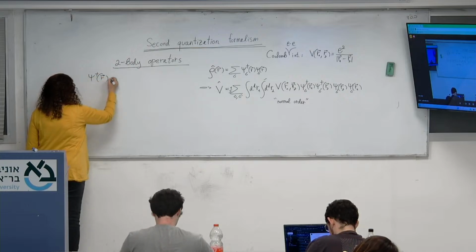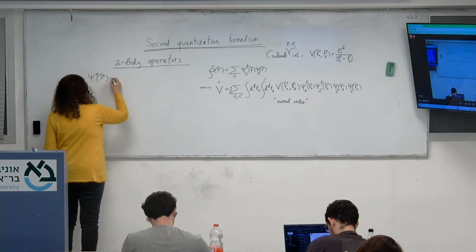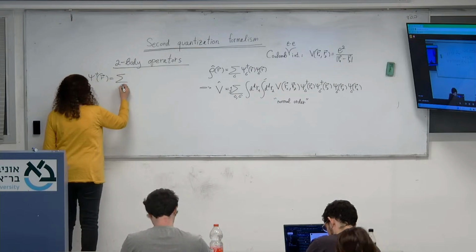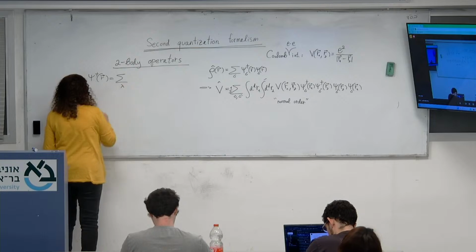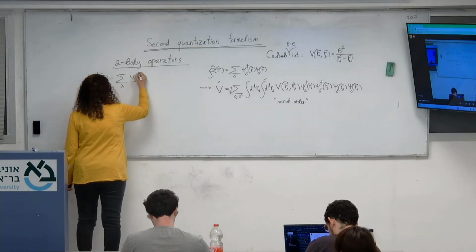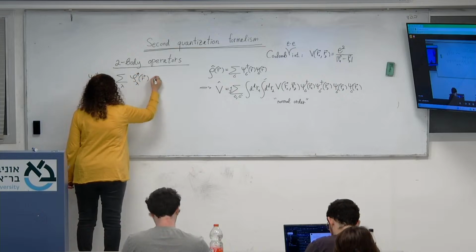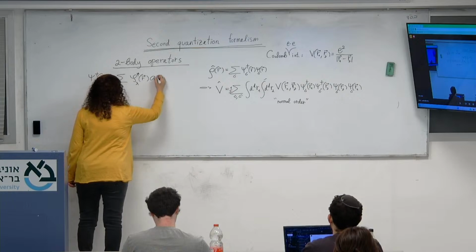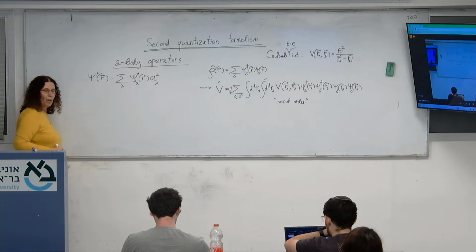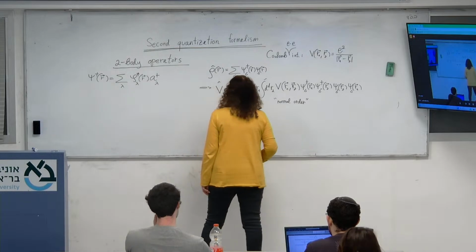mapping or unitary transformation from one basis to another, it is possible to express the local operator psi dagger as a sum over lambda, and here we write phi lambda of r, of a lambda dagger, and similarly for psi. Okay?